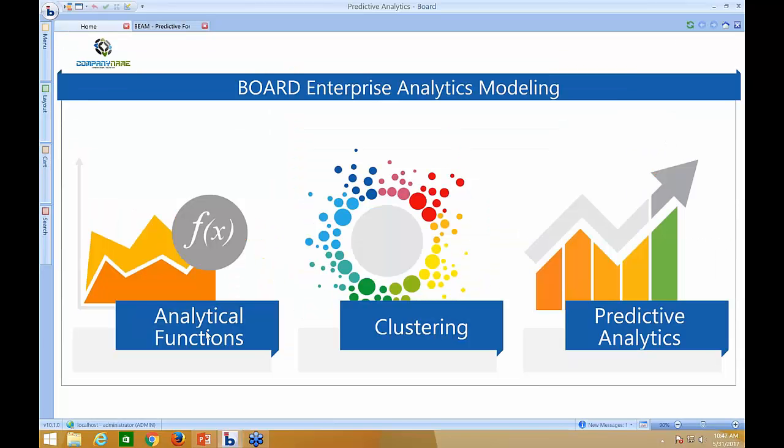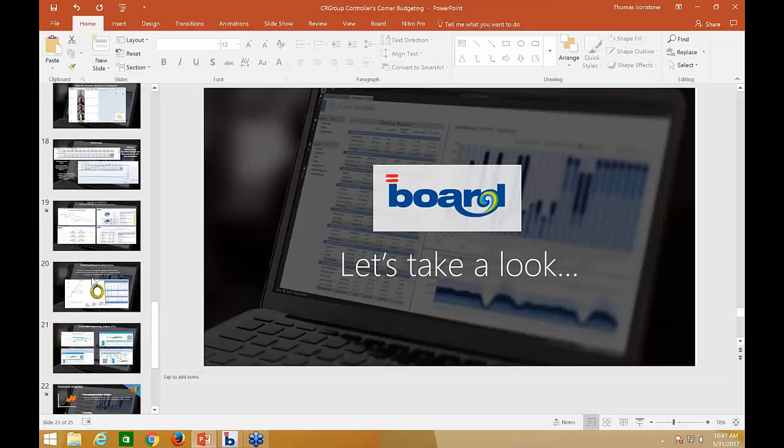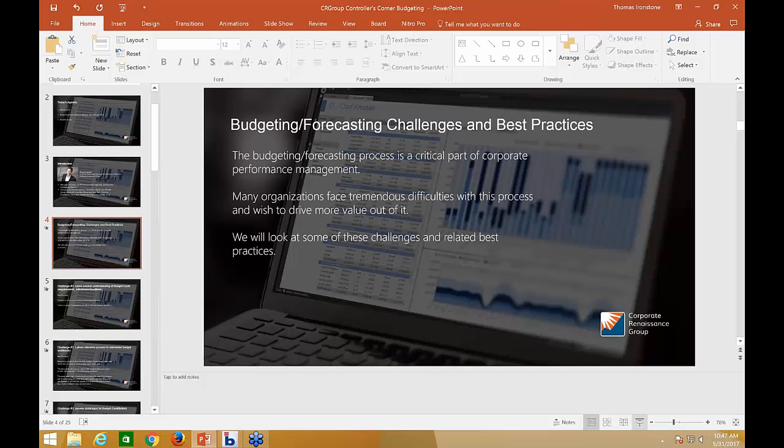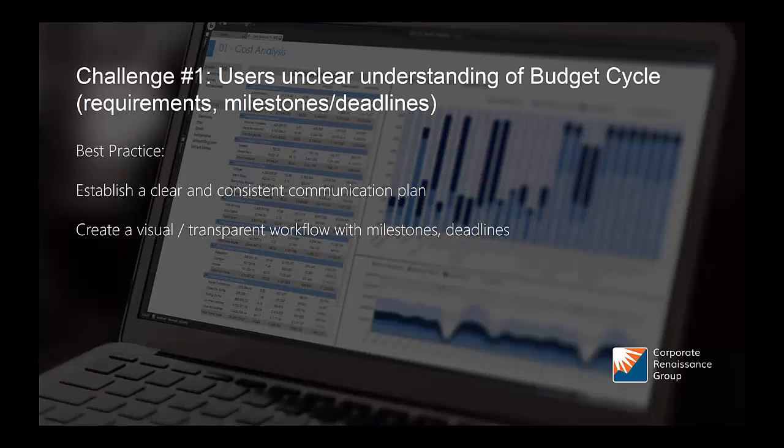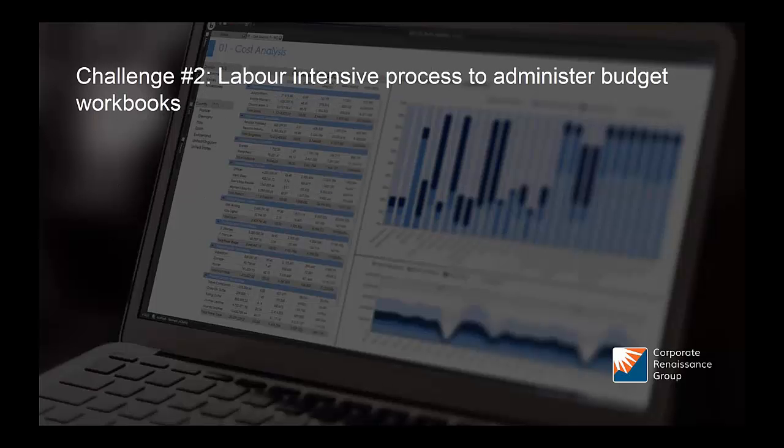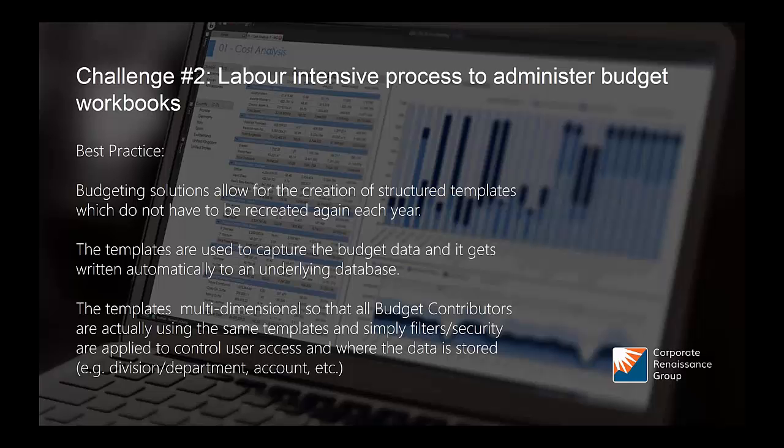So that brings us to the end here. Again, just as a quick recap, we discussed some of the key challenges that are faced in the budgeting and planning process. One was users not having a clear understanding of the budget cycle. The key is to incorporate a communication plan, set up the visual, transparent workflow with milestones so they understand what belongs to them and what the steps in the budget cycle are, getting away from the Excel workbooks and producing these each year, and actually setting up structured templates that simply get refreshed at the beginning of each budget cycle, and even the reforecasting process.